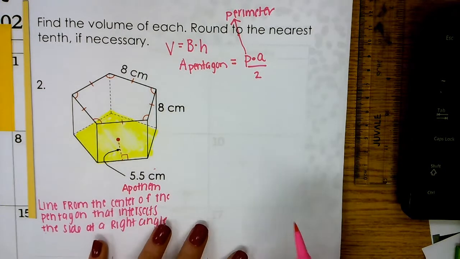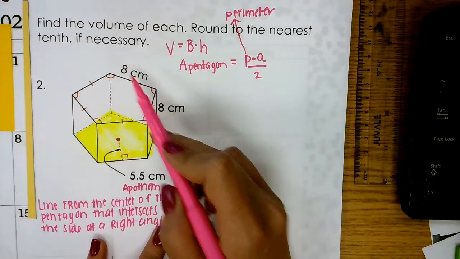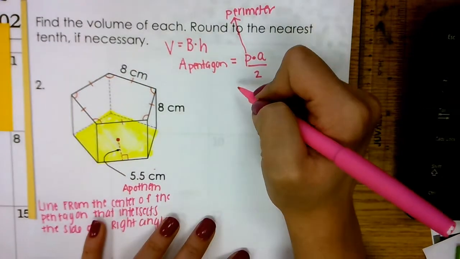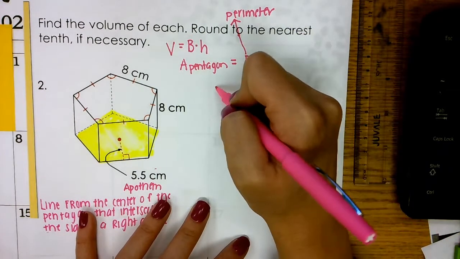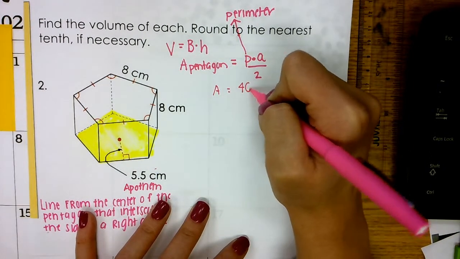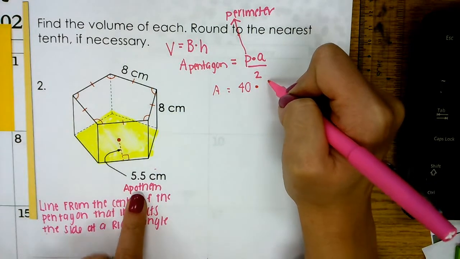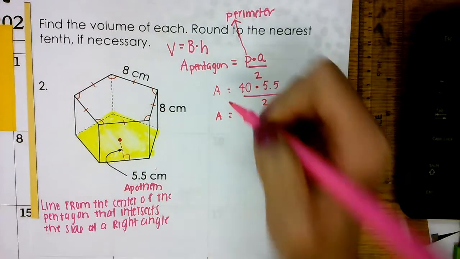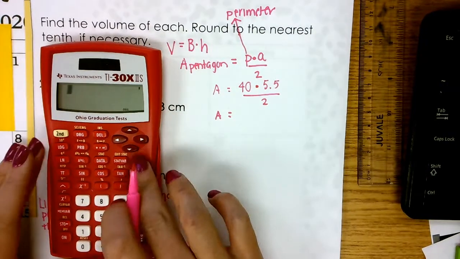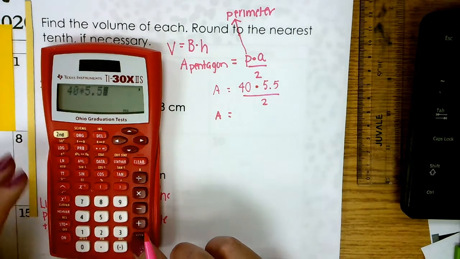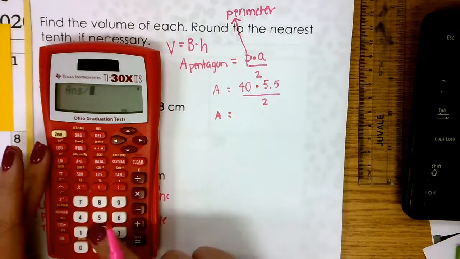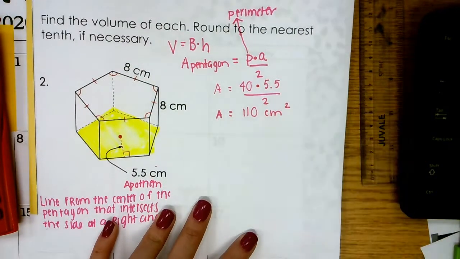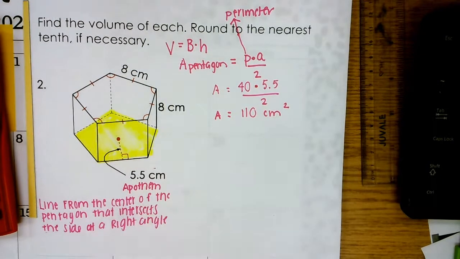To find the perimeter, we need to take all of our sides and add them up. So 8 plus 8 plus 8 plus 8 plus 8. So we're adding up 8 5 times, which could also just be 8 times 5, which we know is 40. So the area is equal to 40 times 5.5, because that's our A value, divided by 2. So the area of the pentagon, we're going to take this and put it in our calculator now. I'm going to do 40 times 5.5 first, and then I'm going to take that answer and divide it by 2. Let's get 110 centimeters squared for our area of the pentagon.